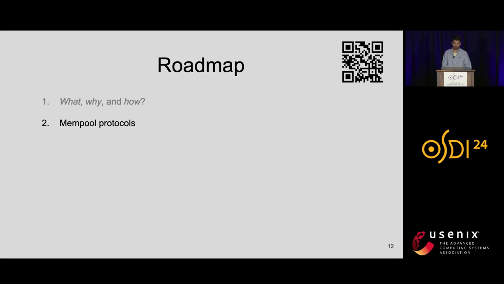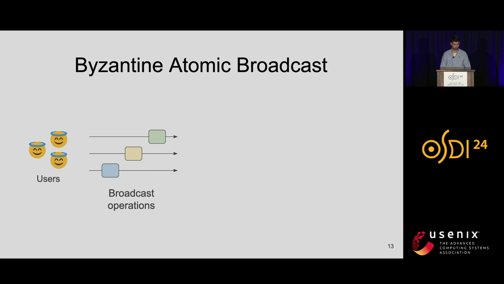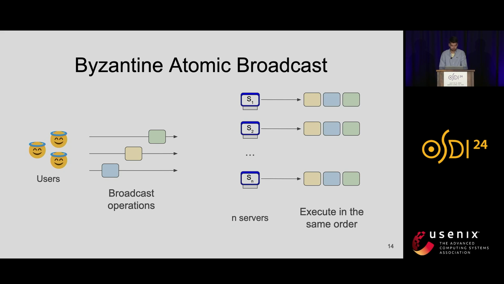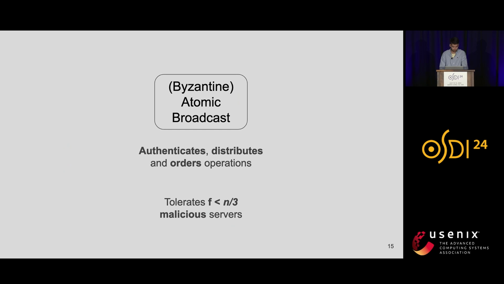So those were the main takeaways, but let's dive into some details, starting with some background. In atomic broadcast, users typically broadcast operations, and servers deliver them in the same order safely, accounting for potentially malicious users and potentially some malicious servers. So the Byzantine Atomic Broadcast primitive, in its entirety, authenticates, distributes, and orders these operations, and tolerates F, up to a third of malicious servers.